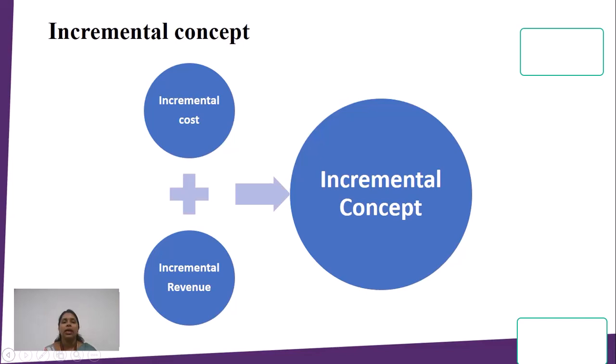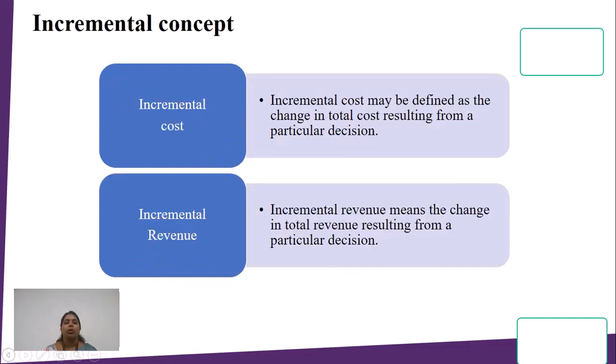Incremental cost is the additional cost incurred by a firm as a result of accepting an additional project or an additional production of a product. Incremental revenue is the additional revenue obtained by the acceptance of a new project or new product or increase in the sales of the product. So incremental cost may be defined as the change in the total cost resulting from a particular decision. Incremental revenue means a change in the total revenue resulting from a particular decision.